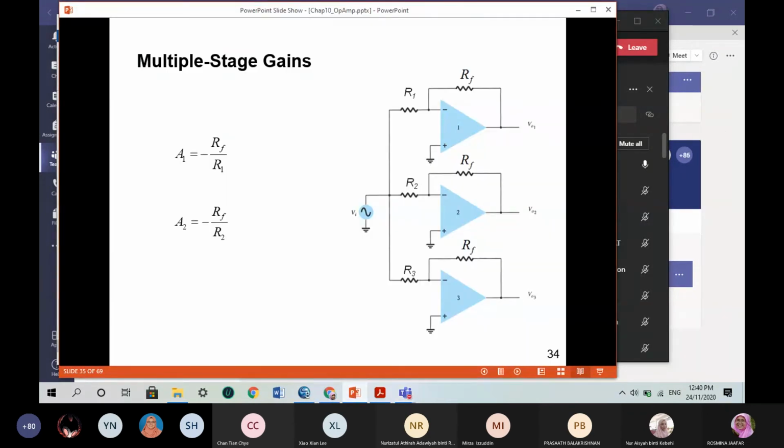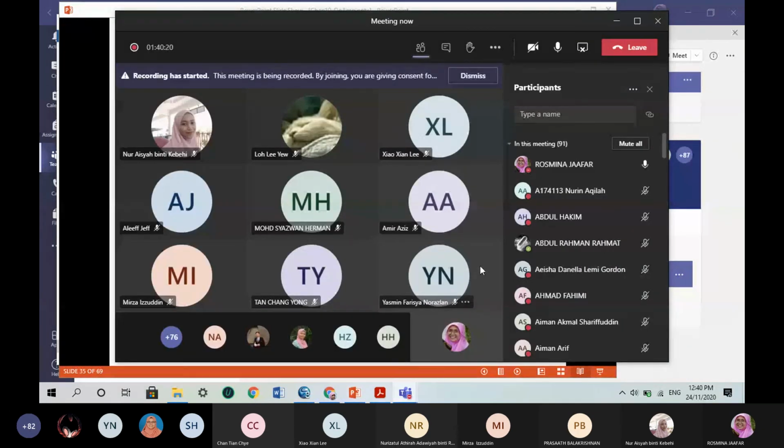Okay, the multiple-stage gain in the parallel arrangement. The second amplifier A2 is also inverting. The third is also inverting. The only difference is the values of R1, R2, and R3. You have the same RF. These have different values, which makes each individual op-amp stage have a different gain.